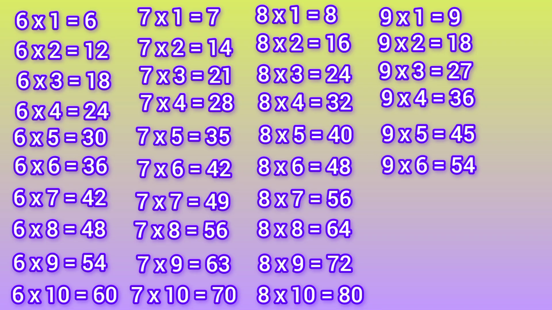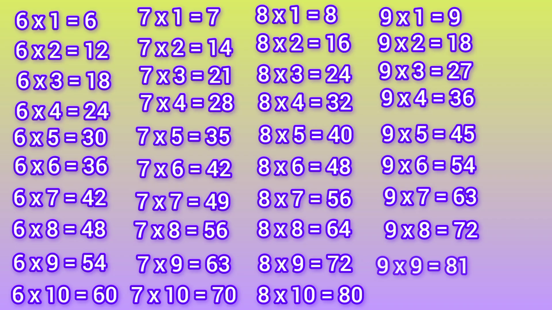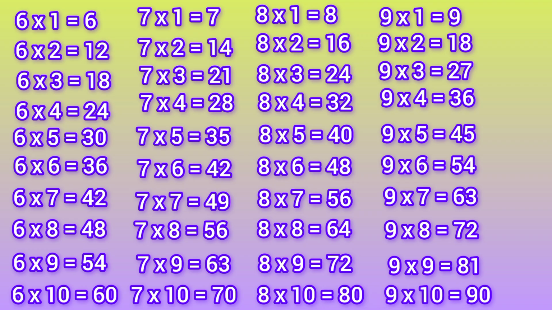9 sixes are 54, 9 sevens are 63, 9 eights are 72, 9 nines are 81, 9 tens are 90.